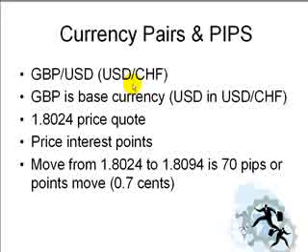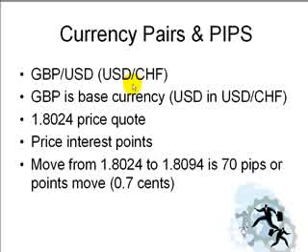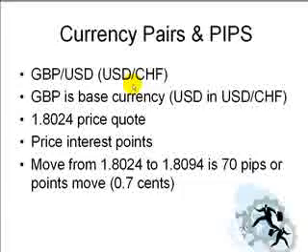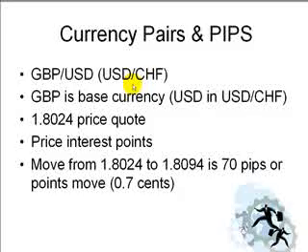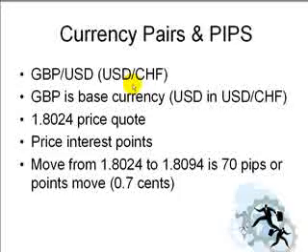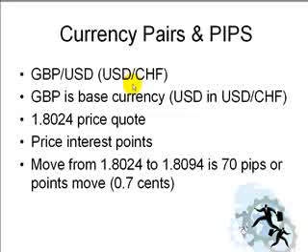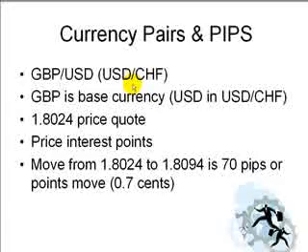So a move from 1.8024 to 1.8094 is a move of 70 pips. And because it's gone up, we could say it's 70 pips north. We could say it's gone up 70 pips. You can say that the pound has gained in value against the US dollar by 70 pips, or you could say the US dollar has lost 70 pips to the pound. It's a move of approximately 0.7 cents. From 1.8024 to 1.8094 is 70 pips, or 0.7 cents.